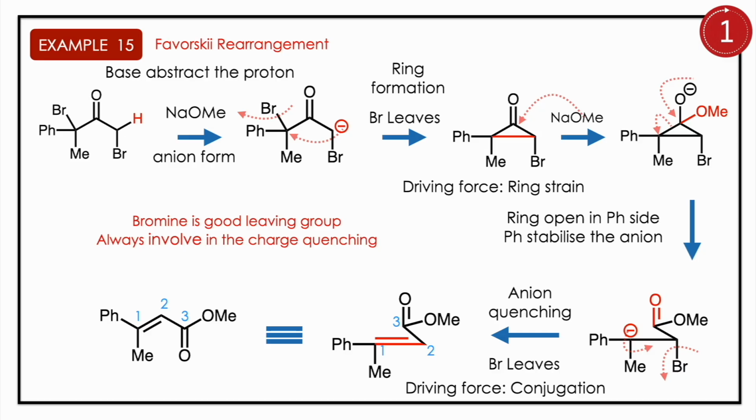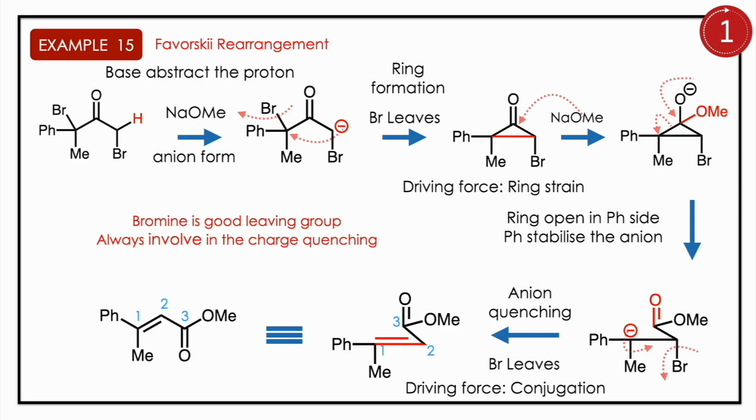Then sodium methoxide is there. Sodium methoxide attacks the carbonyl. Nucleophilic addition happens. You have O minus. The charge in the system is unstable, so the ring tries to open itself by carbonyl formation. Ring opens on the phenyl side because of stability with the phenyl system. So phenyl methyl holds the anion. Then the anion is quenched by alkene formation. Here alkene formation is driven by conjugation, because alkene and carbonyl are conjugated to each other. So the final product is an alpha, beta unsaturated ester.